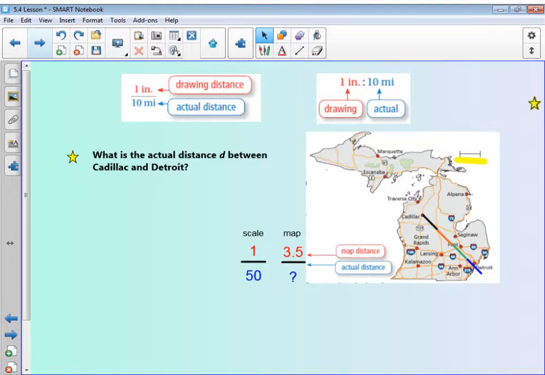So here it says, what is the actual distance D between Cadillac and Detroit? So we're looking at a map. A map is one place that's actually considered a model. A map is a shrunk down model of an actual distance. Okay, so here when we look at this, we've got our map, and I went ahead and did some marking so that we could see that it was actually 1, 2, 3 and a half of those distances that were stated there.